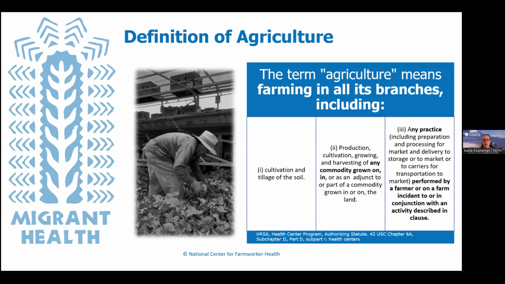This slide includes the exact language for the definition of agriculture as defined in legislation. Basically, it involves everything from prepping the soil, seeding, planting, growing, picking, packing, to transporting. Agriculture means farming in all of its branches, including crop production, animal production, aquaculture, and the support activities involved in those industries. One thing to note is that this definition of agriculture is specific to HRSA, and definitions can vary among other entities and other government programs, such as migrant education or other ag worker serving programs. So it's important to note that the definitions that we're reviewing today are specific to HRSA.